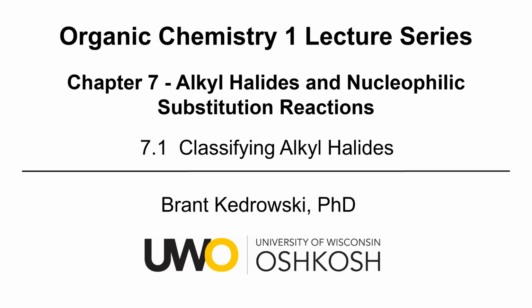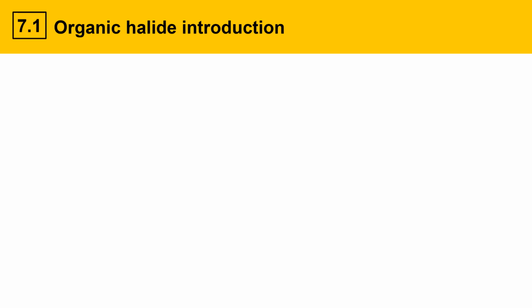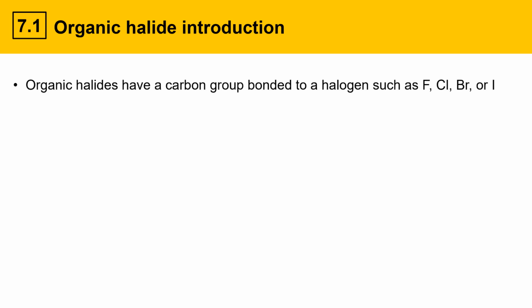This organic chemistry video deals with an introduction to organic halides, alkyl halides, and how to classify them. Section 7-1 deals with an introduction to organic halides. Organic halides are compounds that have a carbon group bonded to a halogen. These include fluorine, chlorine, bromine, and iodine.